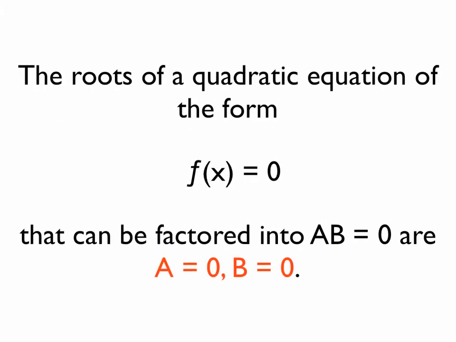So first let's recall that the roots of a quadratic equation of the form f of x equals 0 that can be factored into ab equals 0 are always going to be a equals 0 and b equals 0. So this simply says that all quadratic equations or quadratic functions that you're trying to factor will always have two factors, and you set each of those two factors equal to 0 in order to solve the quadratic equation f of x equals 0.